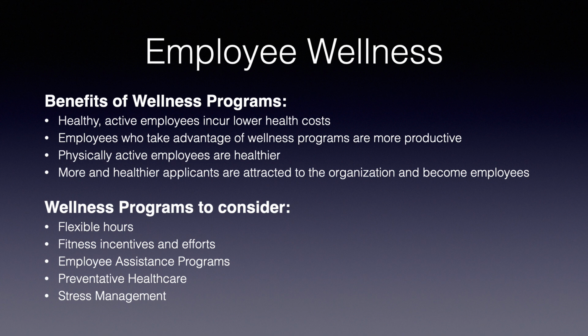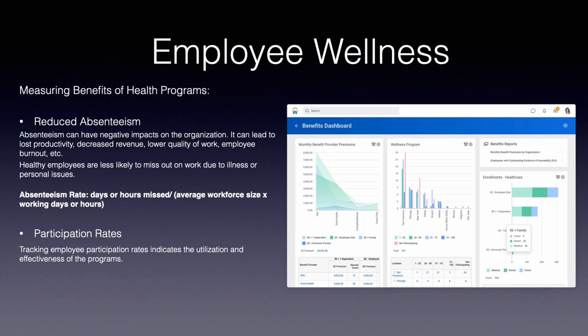And how do we measure the benefits of our wellness programs, right? So the first thing that we can look at is reduced absenteeism. So absenteeism has negative impacts on the organization, right? They can lead to lost productivity, decreased revenue, lower quality of work, and employee burnout. Healthy employees are less likely to miss out on work. So absenteeism is calculated by the days or hours missed divided by the average workforce size times the working days or hours. So that can give us a rate, right?